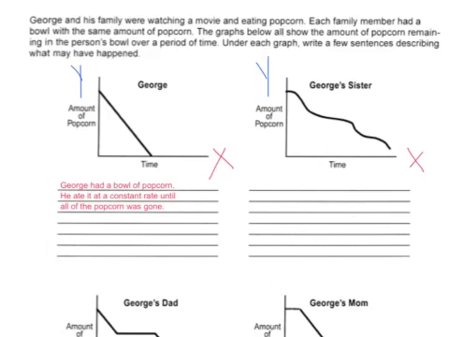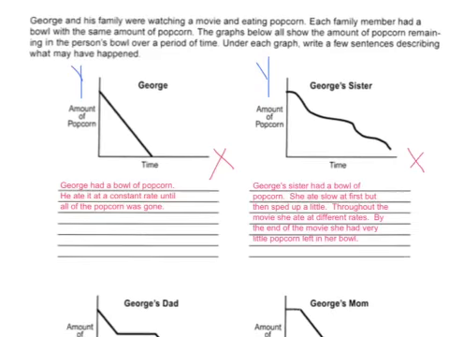Other than seeing that, another thing that I notice is on George's popcorn, he ran out. So he got all the way back down to the x-axis. So the amount of popcorn, he had some in the bowl, it went down to nothing. For his sister, she started with some popcorn, but it didn't quite go down to the x-axis, so she still had some left in her bowl. So my sentences would look something like, George's sister had a bowl of popcorn. She ate slow at first, and then she sped up a little. Throughout the movie, she ate at different rates, and then by the end of the movie, she had very little popcorn left in her bowl.